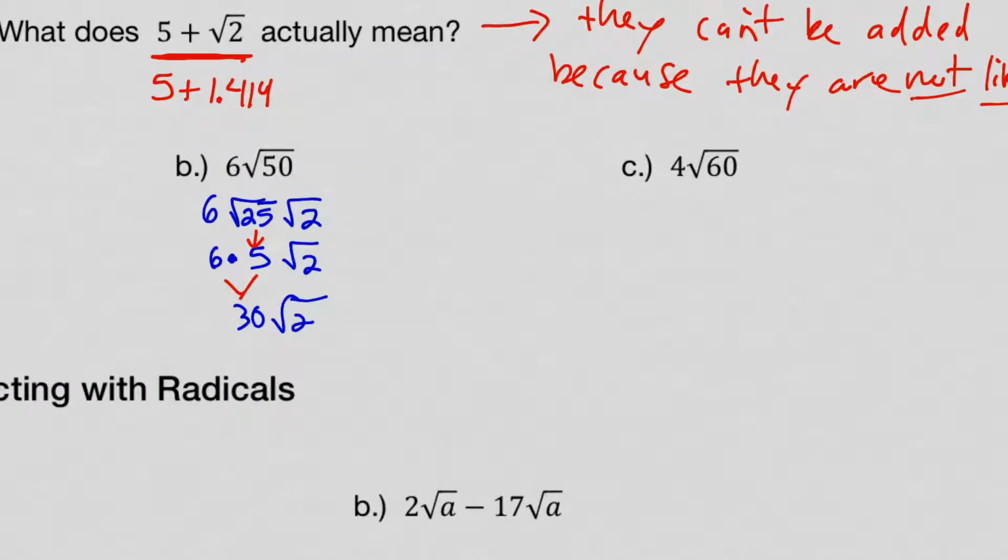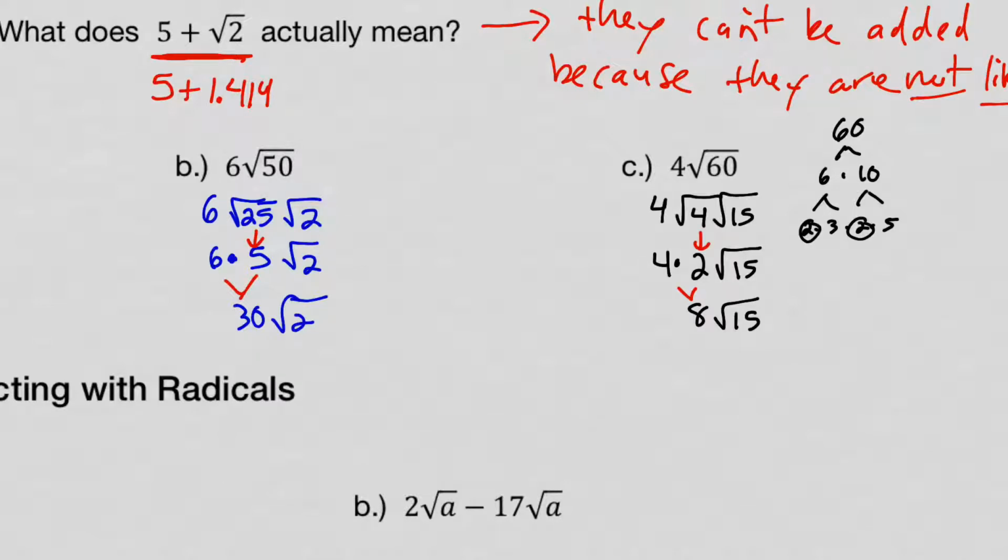Letter C. Go ahead and try letter C and see what we get. Alright, let's see how you did. 60 can be broken down between 4 and 15.